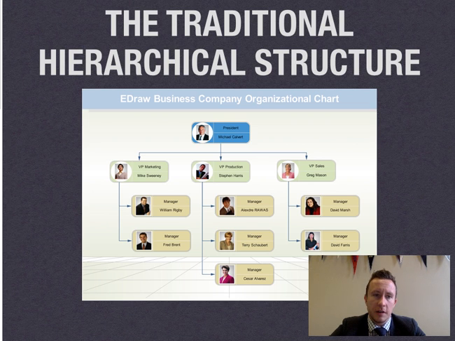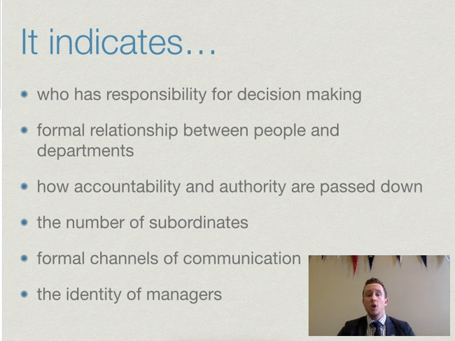But really, what a chart like this does is a couple of things. It shows who has responsibility for decision making. It shows what formal relationships between people and departments exist, how accountability and authority are passed down, the number of subordinates, formal channels of communication, and the identity of managers. These are all things that would be shown here, and most companies would have this. Sometimes they won't write it down, but they probably informally know. Now, Ridley doesn't have one, although I've seen a couple of them written down, but they're brief ones, and that's going to be the activity today, that you're going to draw one out.